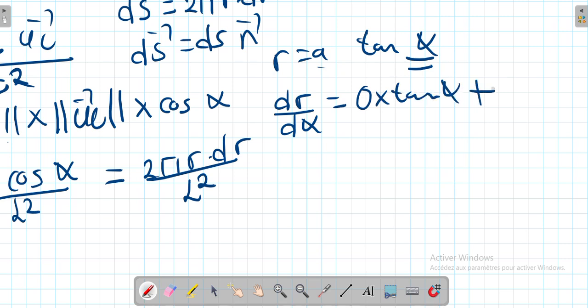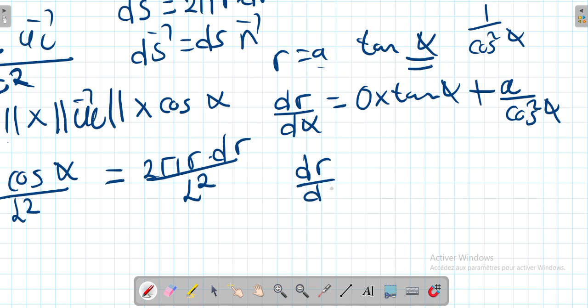Then you say plus, you now maintain the first thing. Then, what's the derivative of the second thing? What's the derivative of tan alpha? 1 over cos squared alpha. I've shown you why it's like this. So if I multiply, I'm going to have this expression. Therefore, dr over d alpha is equal to A over cos squared alpha.